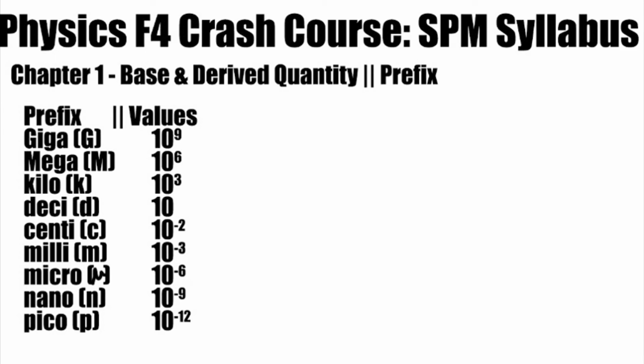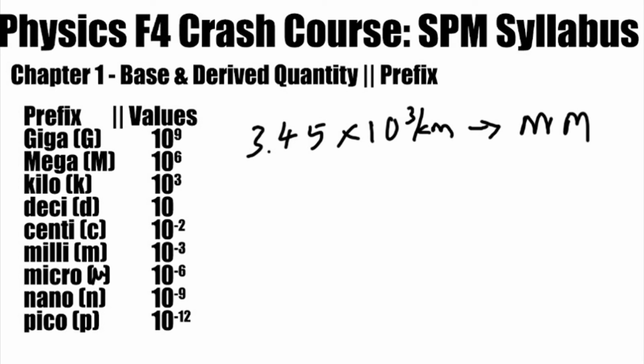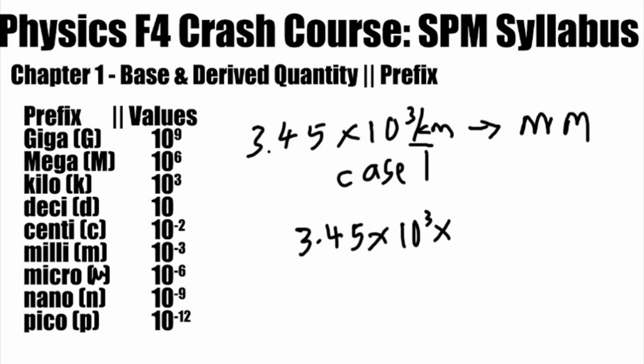So let's say we have 3.45, illustrative number, times 10 to the power of 3 kilometer again. And I want to convert this to millimeter. Let's analyze this one by one. This one is directly beside, right? Okay, let's start with case 1 first. Case 1, 3.45 times 10 to the power of 3 times, well, directly beside, we are going to use multiplication. 10 to the power of 3.